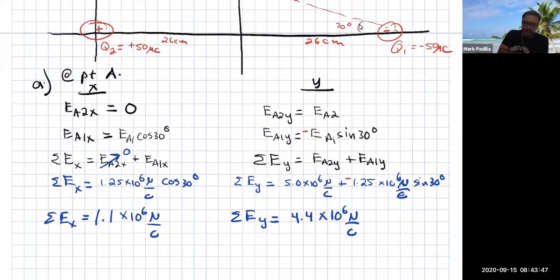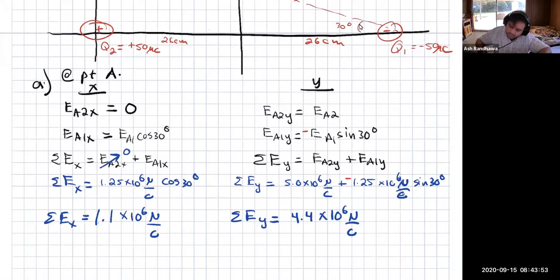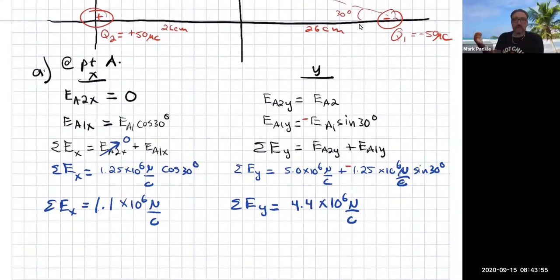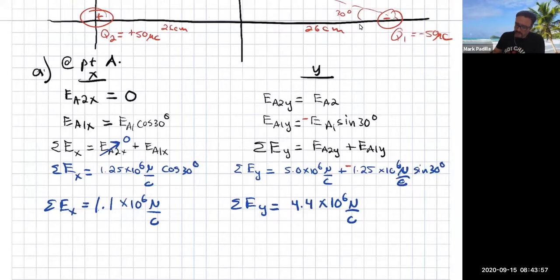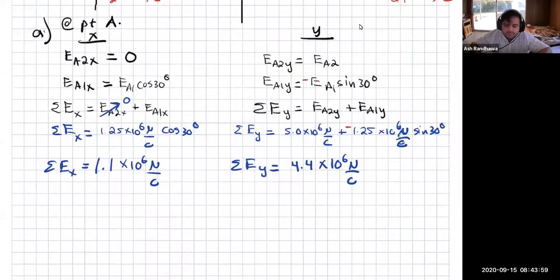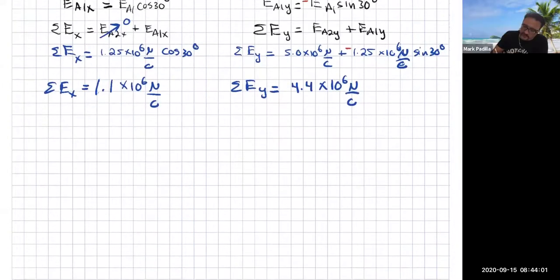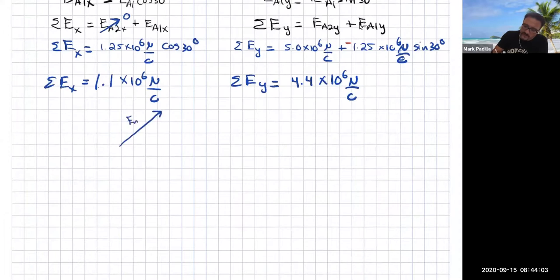0.625. Okay. I think the consensus is 4.4. That's what I got. Yep. Yeah. Okay. So very similar. Find the magnitude. We know E net is pointing that way. That's the sum, E to the x. That's the sum, E to the y. And we know we got a positive number there and a positive number there, so we can write that.